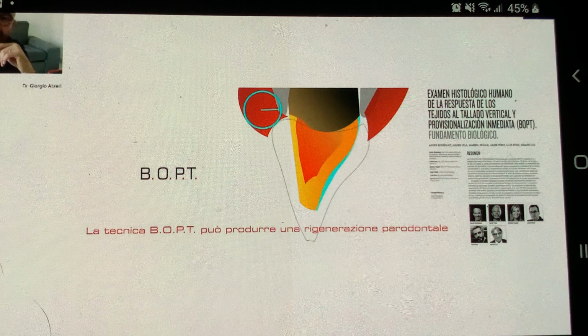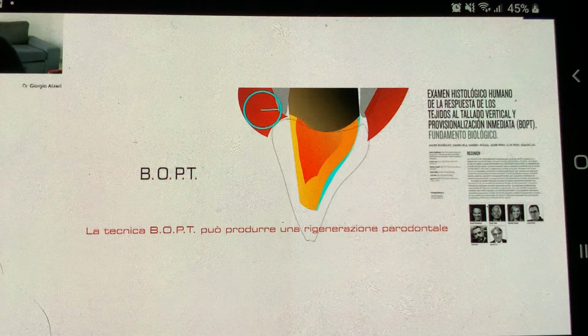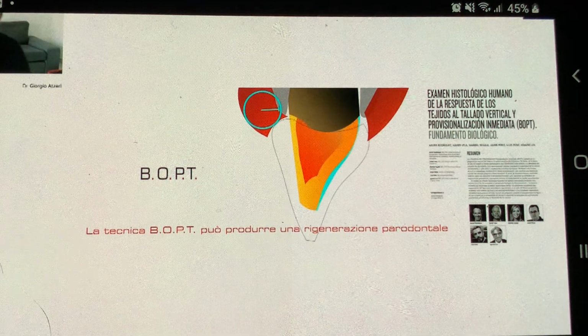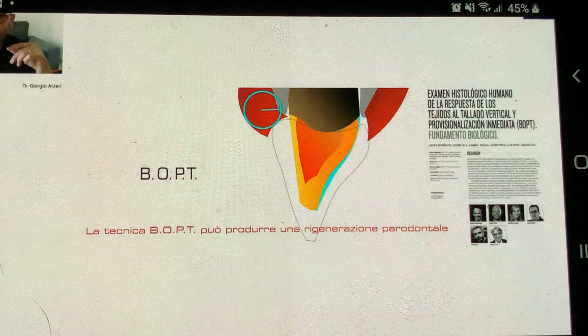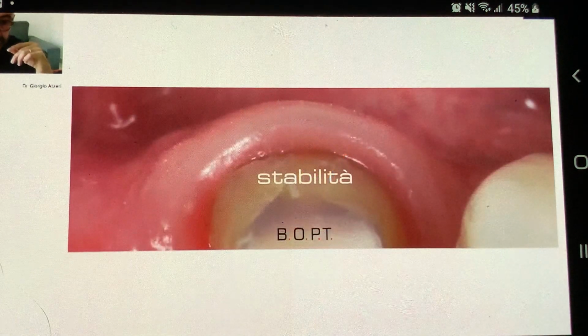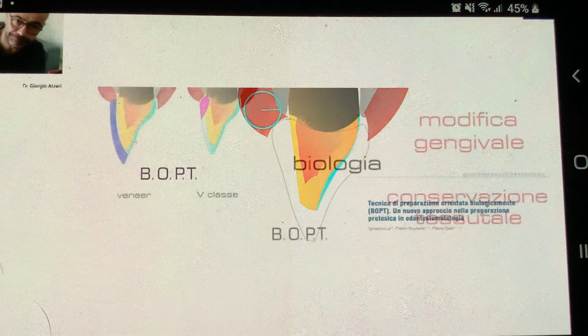So this formation of new periodontal tissue is at the base of the long-lasting duration of the prosthetic teeth. Even when there is a gingival inflammation, this increase in the thickness can contain a displacement of the gums. This is what we are looking for, an increase in the gingival thickness.